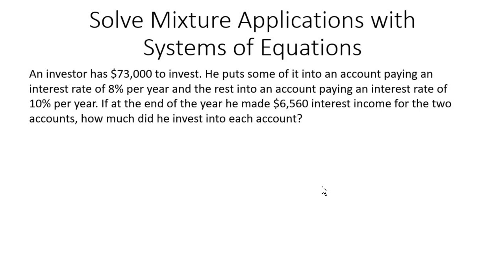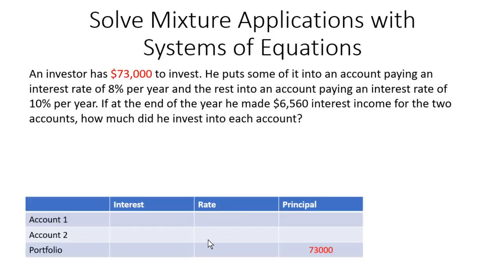So we're going to make a table once again. In this table, we'll have the two accounts, the 8% and 10% account respectively, and then we'll have the total, the whole portfolio on the bottom. We know the total of the whole portfolio. The total amount of money invested is $73,000. So I'll put that in the principal or the investment column in the whole portfolio row.